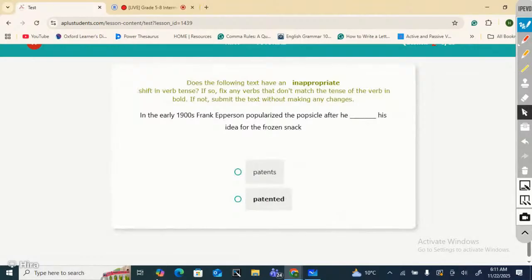In the early 1900s, Frank Epperson popularized the popsicle after he blanked his idea for the frozen snack.